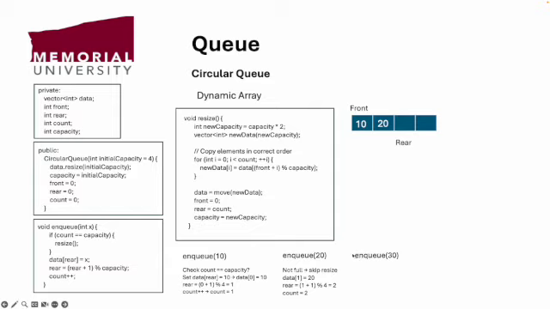Let's do another enqueue for 30. It's the same thing, right? So it means we're still not at 4 yet. 3 compared with 4 is not equal. We don't need to resize. And data[2] at the position here will be 30. Rear will be 2 plus 1 mod 4 equal to 3. Count is equal to 3.